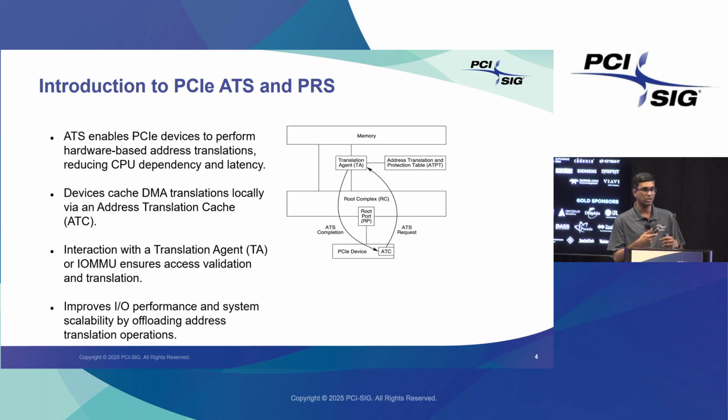Once the ATS completion arrives with all the information, the device caches it. From that time onwards, if the device wants to use the same physical address, it can use that memory mapping directly. So we are caching the system level memory mappings internally in the PCI device, offloading all these translations inside the device. It minimizes I/O latency, and the main thing is it reduces the CPU interaction.